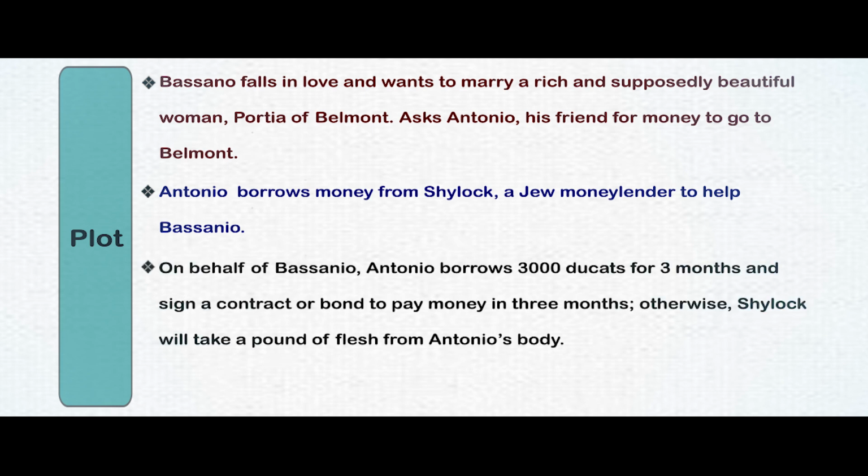On behalf of Bassanio, Antonio borrows 3,000 ducats for 3 months and signs a contract, or a bond, to pay the money in 3 months. Otherwise, Shylock will take a pound of flesh from Antonio's body. Antonio and Bassanio fail to pay the 3,000 ducats in time.